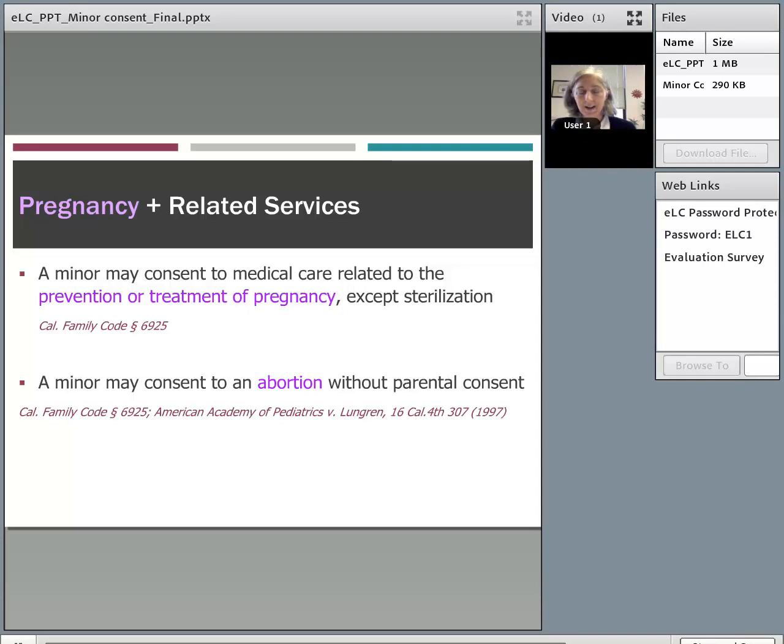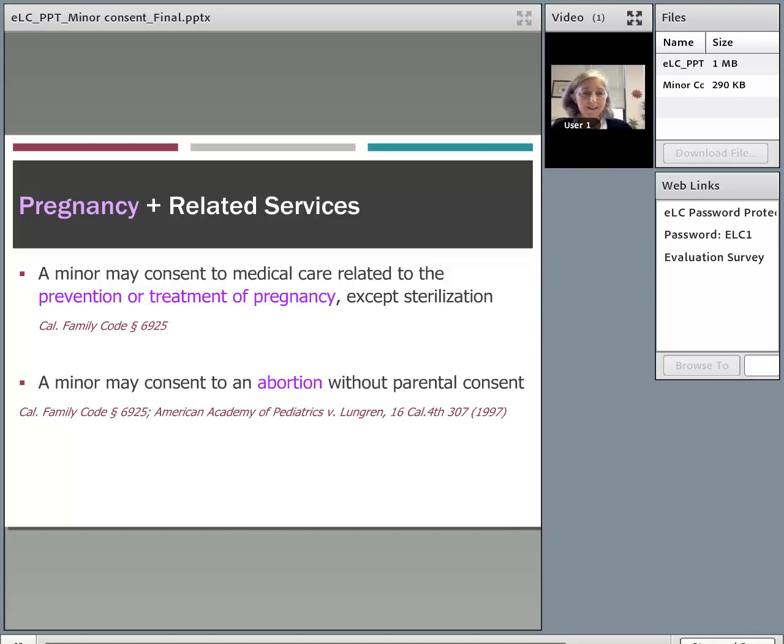The one exception is sterilization. If someone is under 18, they cannot consent to sterilization, and in fact, a parent cannot force sterilization on their child. So there's a lot of process that you would have to go through to sterilize someone under age 18, and there's no need to go into that here, but we just wanted to flag that that is one of the few exceptions.